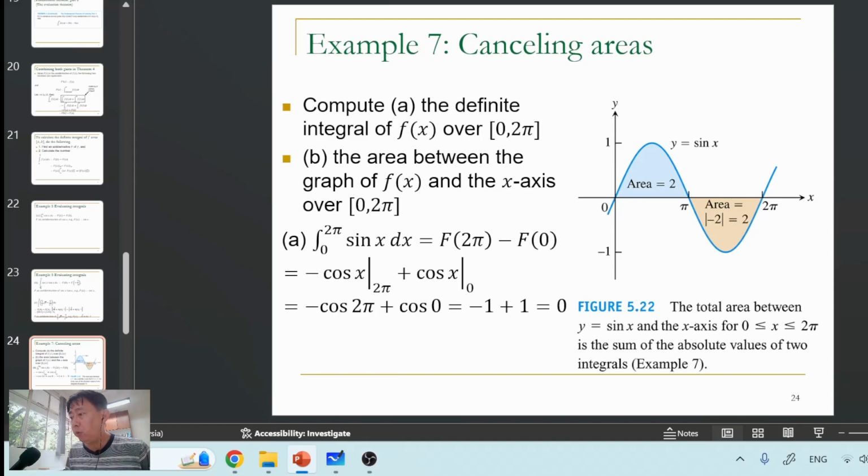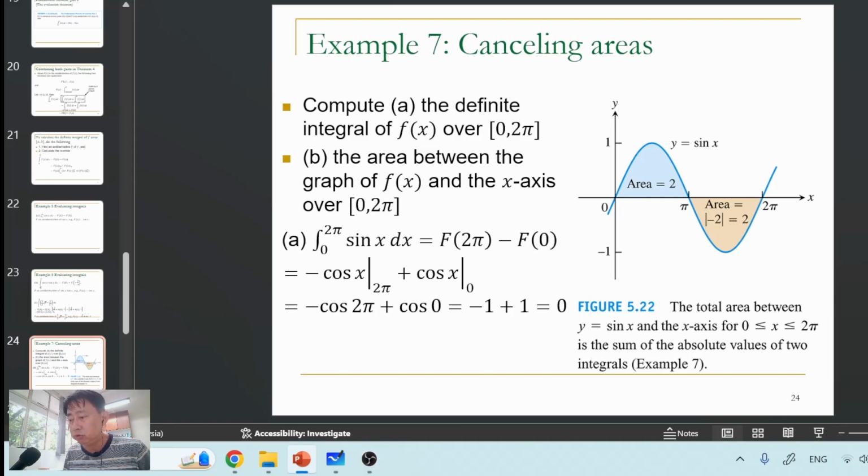In this video, we are going to talk about the second part in the subtopics 5.4, the fundamental theorem of calculus. In example 7 and example 8, we are going to calculate the area enclosed by the function between the curve and the x-axis. Let us first look at example 7.